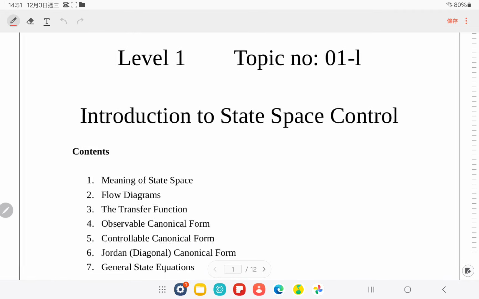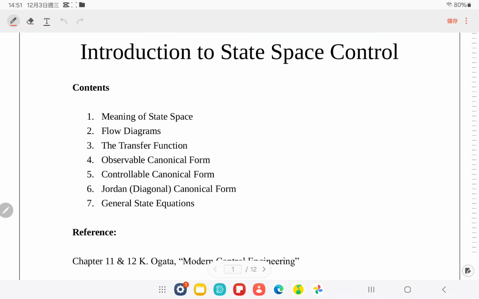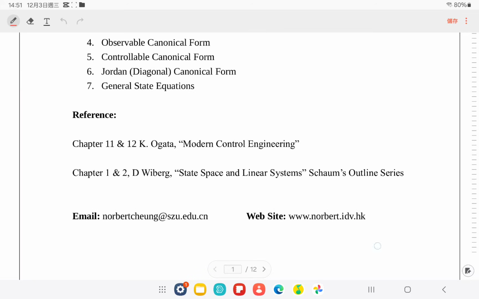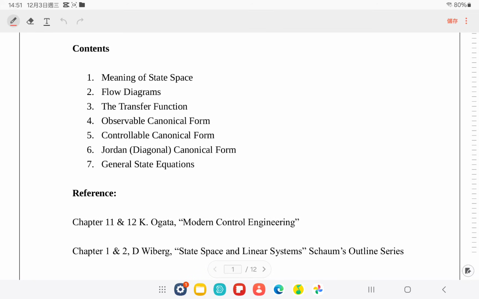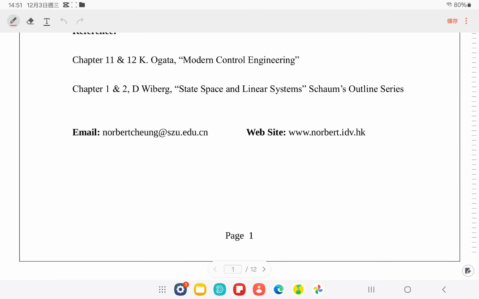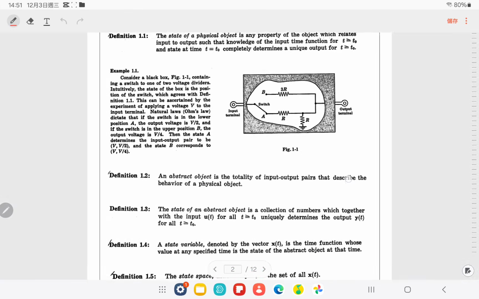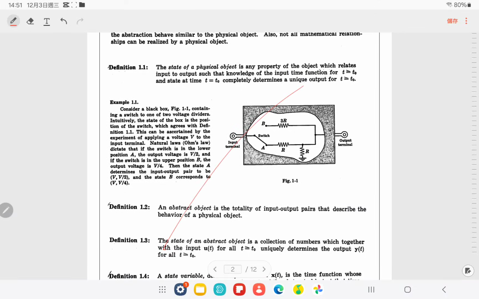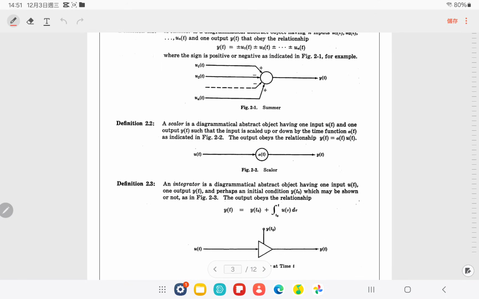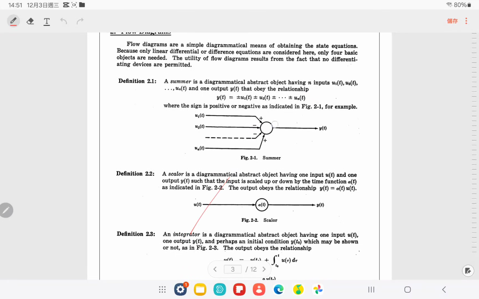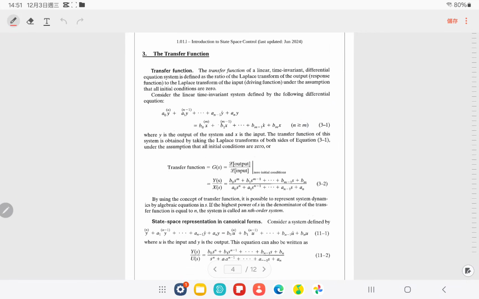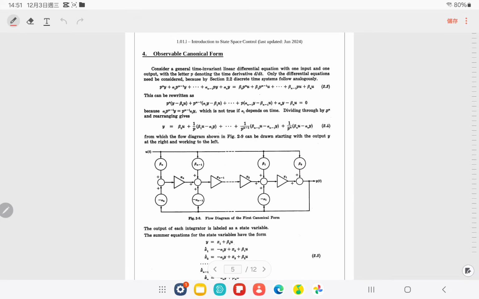Finally, we go to state space control. You need to know the form of state space control. So let's go through this. This is just talking, not that important. This is the basic. A little bit important, but not examinable.